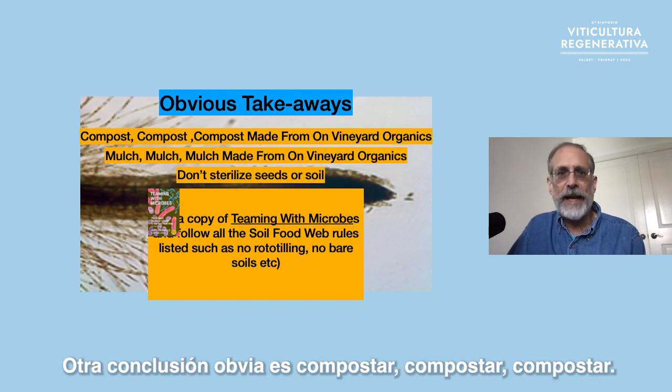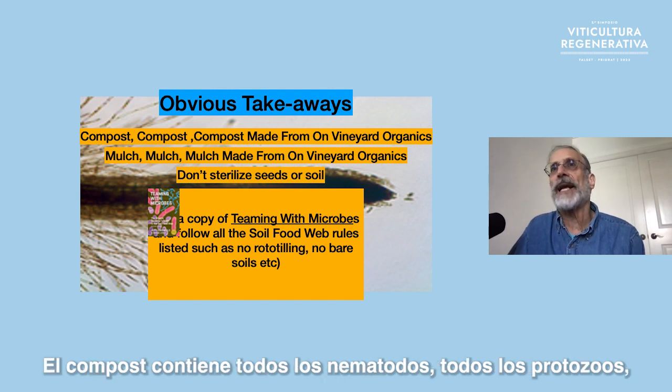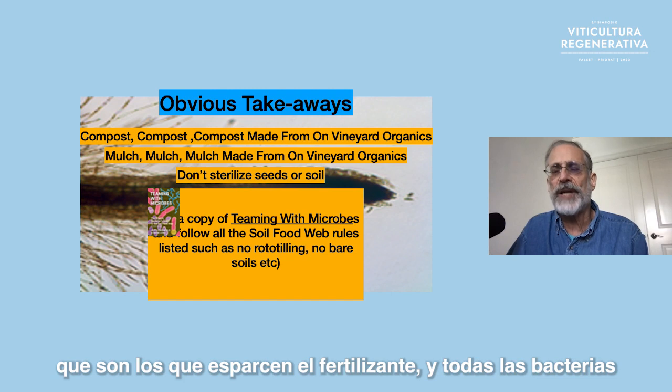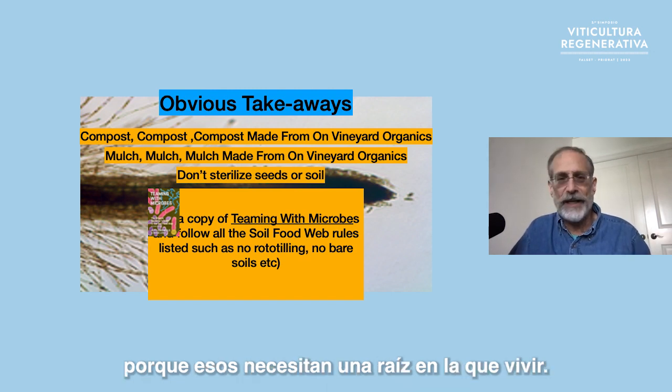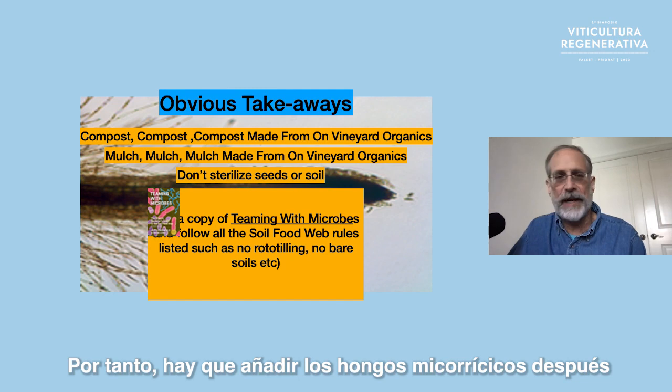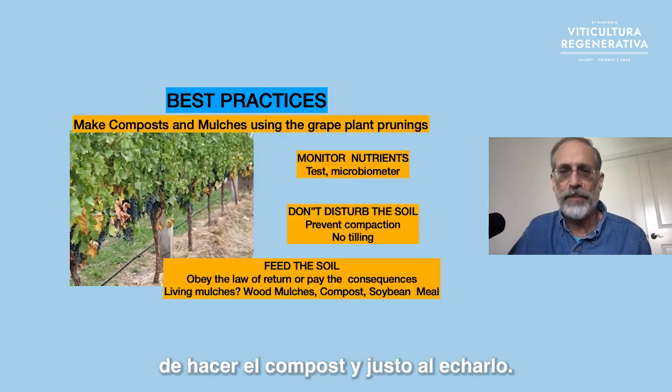Another obvious takeaway: you want to compost, compost, compost. Compost contains all of the nematodes, all of the protozoa, which are the fertilizer spreaders, and all of the bacteria and fungi you could possibly want, other than mycorrhizal fungi, because they need a root in order to live. So you have to add the mycorrhizal fungi after you make your compost and just as you apply it.